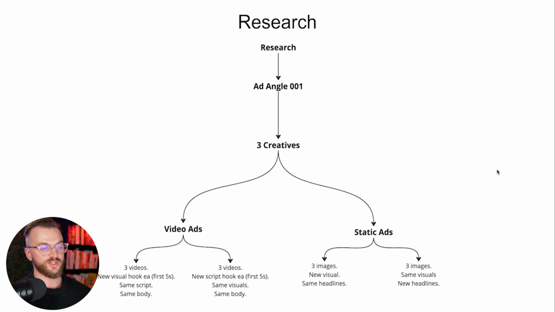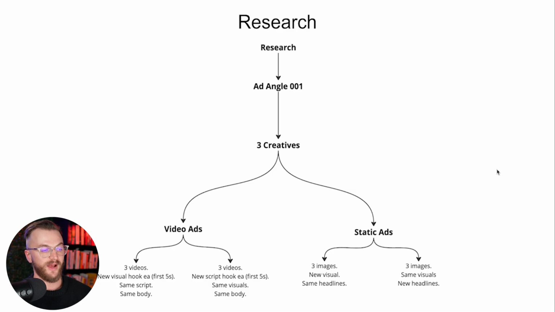Okay, so the research stage is composed of this. You want to generate an ad angle, and this is super important because for each of your flexible ad tests, you want to have a specific angle that you are testing within each of them, right? And so we think of ad angles as 3 creatives when it's broken down. And so those creatives can either be video ads or static ads.